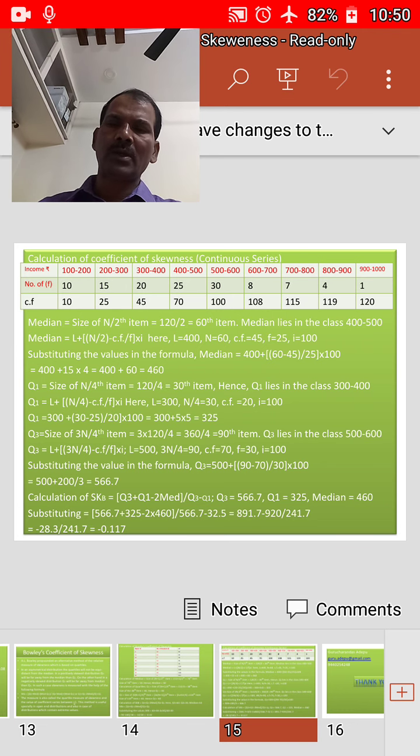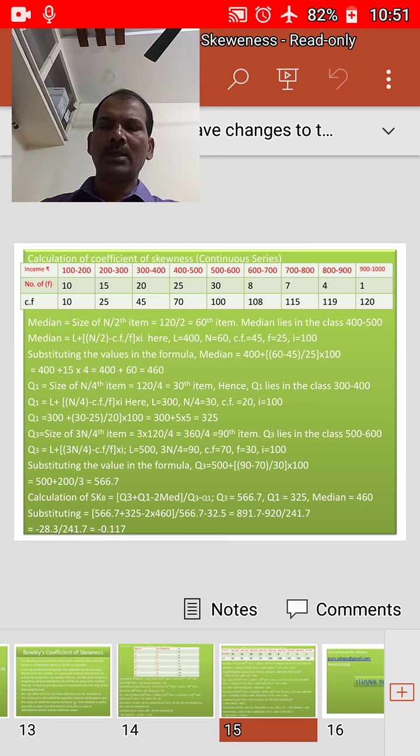Calculation of quartiles. Q1 is the size of the n by 4th item, 120 by 4 is equal to the 30th item. The 30th item will lie in 45 cumulative frequency, and the corresponding class 300 to 400 will be the first quartile class. In order to find the first quartile, L plus (n by 4 minus Cf) by f into I.